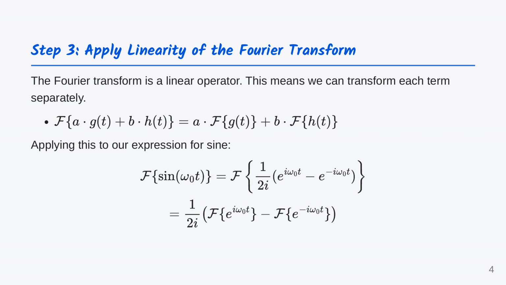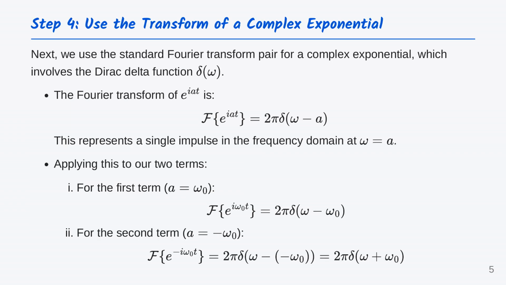Because 1 over 2 iota is just a constant, we can pull it out front. This leaves us with 1 over 2 iota multiplied by the Fourier transform of e to the power iota omega naught t minus the Fourier transform of e to the power negative iota omega naught t. Okay, for our fourth step, we need to know the Fourier transform of a complex exponential.